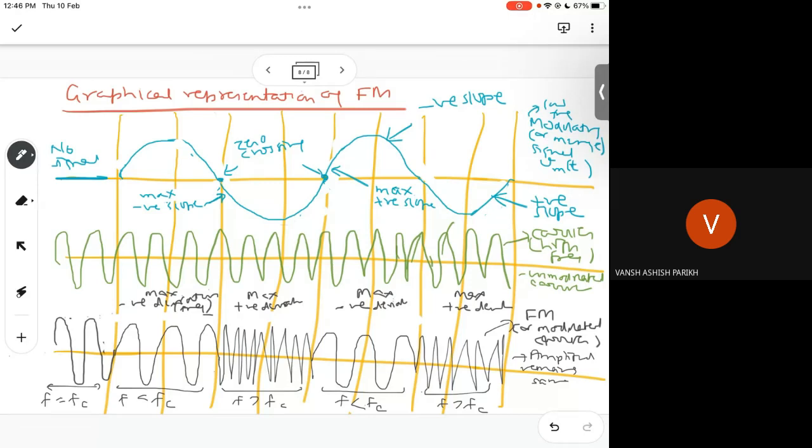I think I have drawn it very beautifully, otherwise it is very difficult to understand. So this is the graphical representation as compared to the AM. PM we will do separately, as I said, because it looks slightly different. Obviously, PM is also a function of the phase, and we'll see how it looks. But right now, I'm just discussing the FM part.